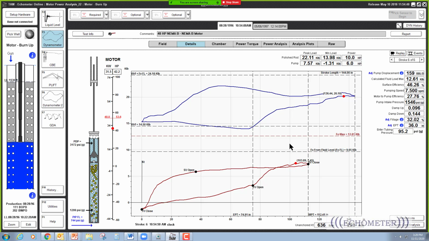Okay, but here it says the efficiency is 46%, and the fluid level is pretty high, so it's producing 313 barrels a day, and that's why this horsepower is too small. It should be a lot higher.